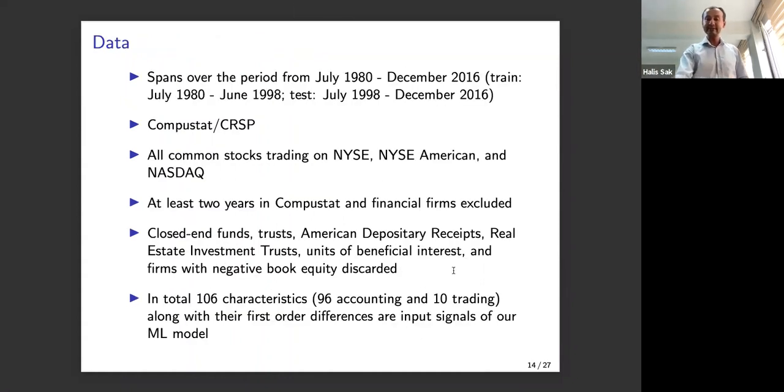What about our data? Our data spans from July 1980 to December 2016, and this is from WRDS CRSP. This is Wharton's data, and you need to subscribe to this data set so that you can use it. These are all standard things in finance papers. I don't need to explain this. And in total, we have 106 characteristics. Indeed, this is very similar to Brian Kelly's paper. They also have, I think, around 106, maybe 105 characteristics in total.